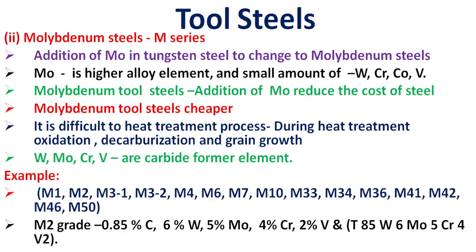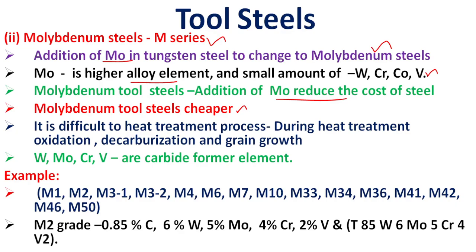Another one is molybdenum steel, called the M series. It is made by the addition of molybdenum in place of tungsten. Molybdenum is the higher alloying element, and a small amount of tungsten, chromium, cobalt and vanadium is added in the molybdenum steel material. The addition of molybdenum reduces the cost of the steel material. Compared to the tungsten steel material, molybdenum tool steel is cheaper than tungsten tool material.